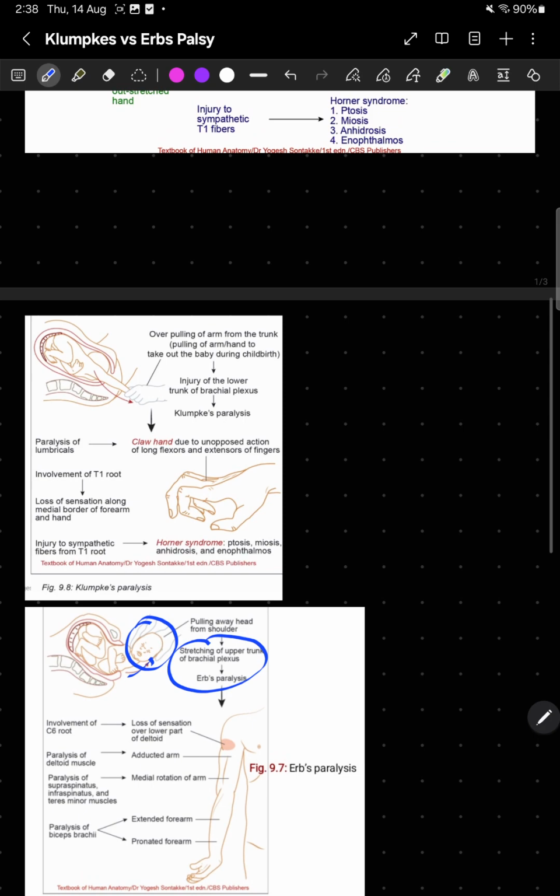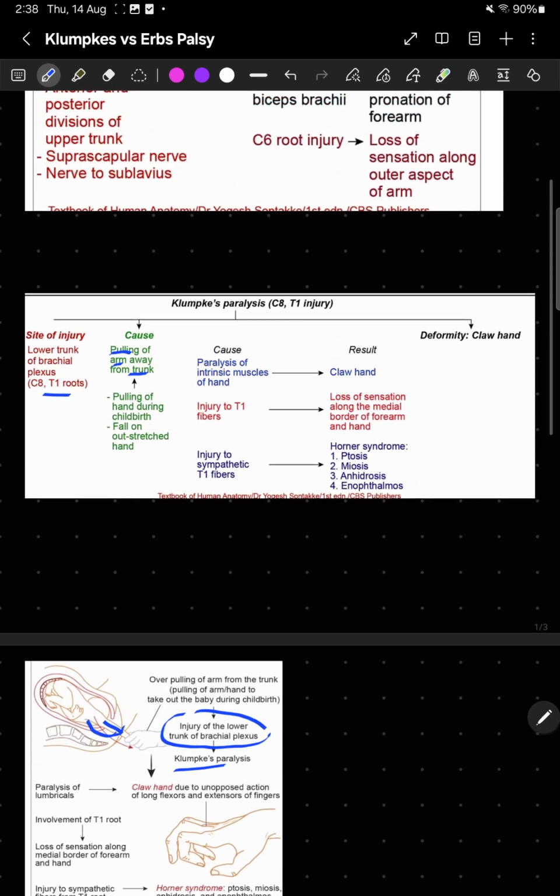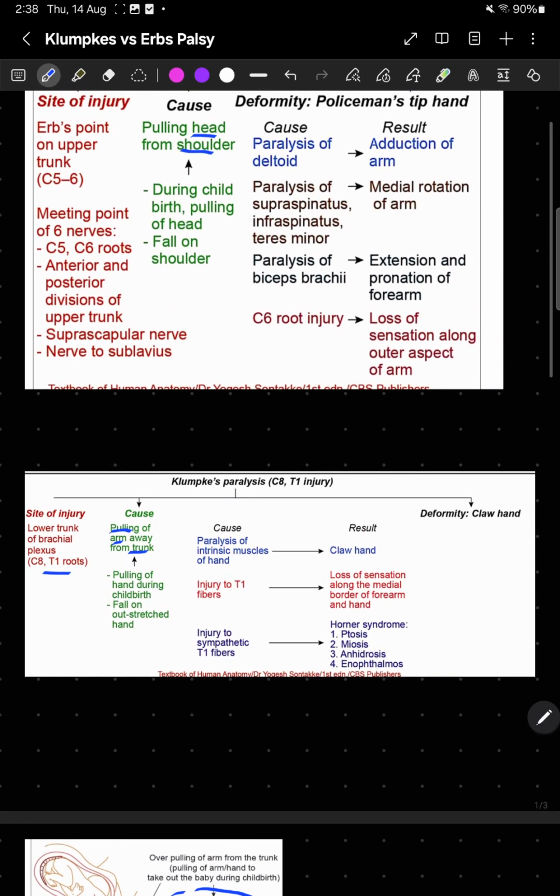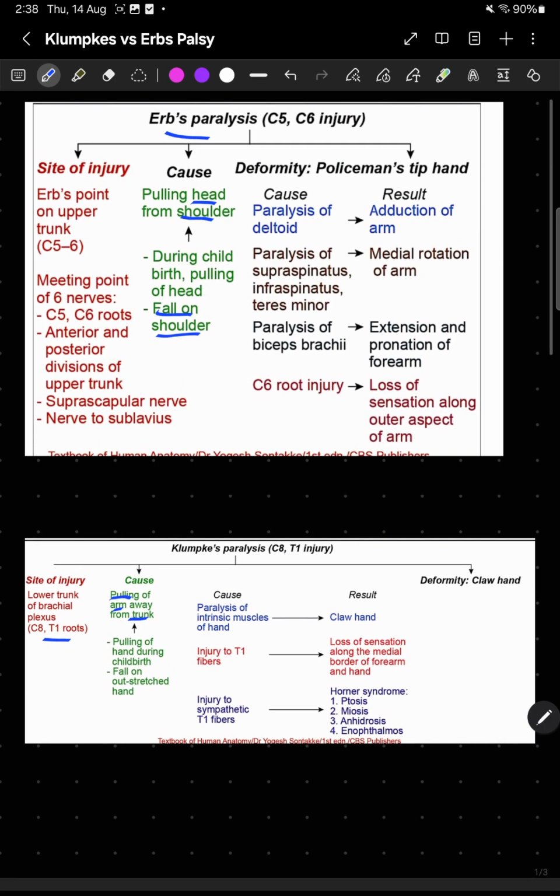In reverse to that, while we are pulling the arm here, we are increasing the angle between the arm and the trunk, so it will cause injury to the lower trunk, and it will cause Klumpke's paralysis. There are also conditions like a fall on the shoulder, which causes this same increase in the angle between head and shoulder, and it will cause Erb's paralysis. Whenever we are falling on an outstretched hand, it will cause Klumpke's paralysis.